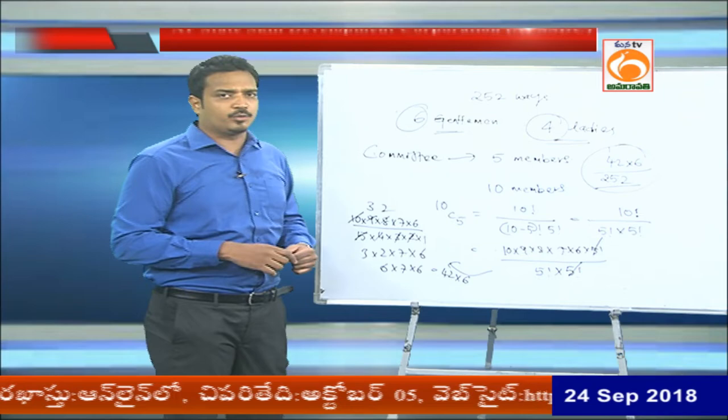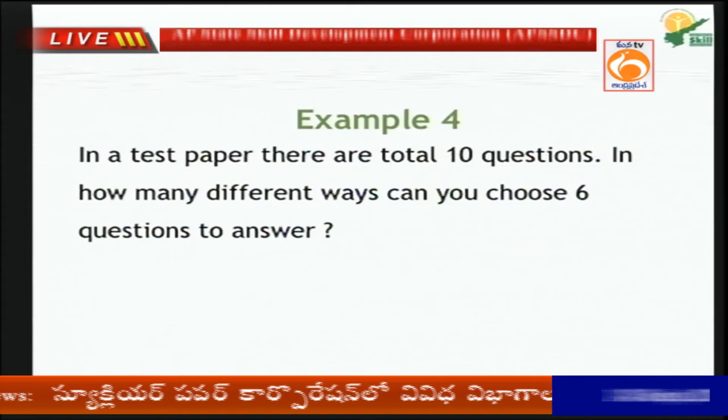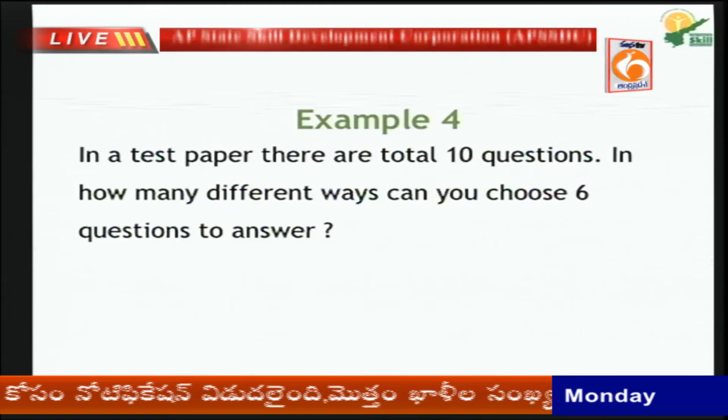If you observe, in a test paper there are 10 questions, totally 10 questions. In how many different ways can you choose 6 questions to answer? Alright, we have a question paper with 10 questions in it and you're going to choose only 6 questions to answer. You're not going to answer all the 10 questions. Okay, no need to understand the reason behind that. Just try to get the answer.